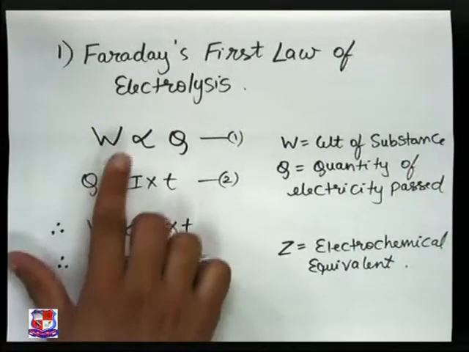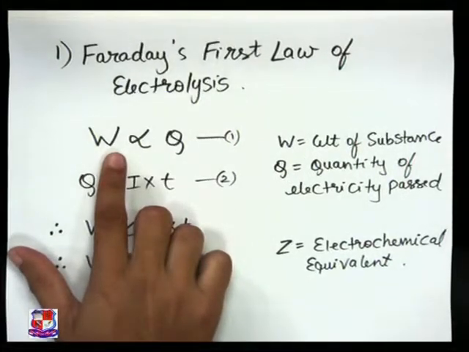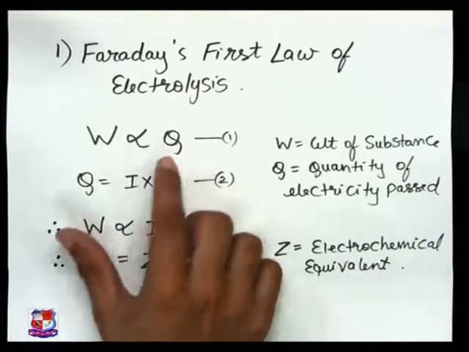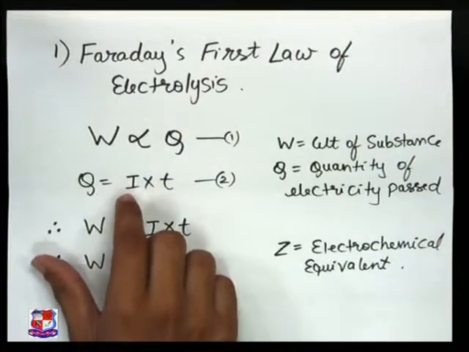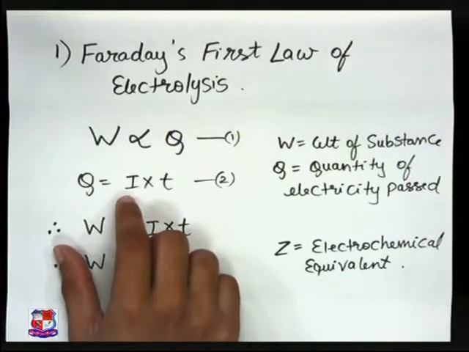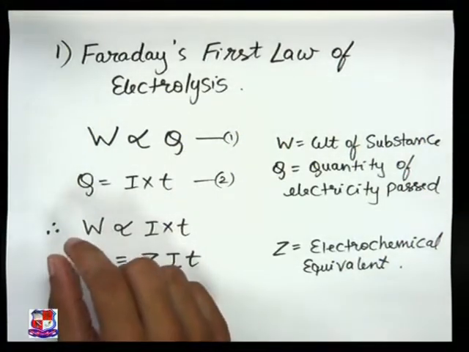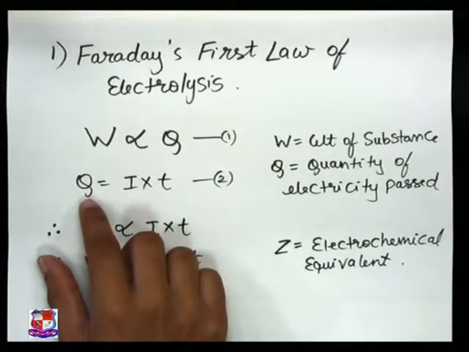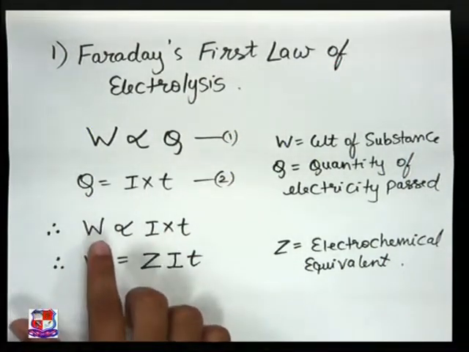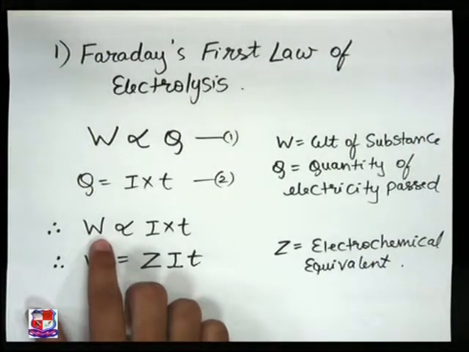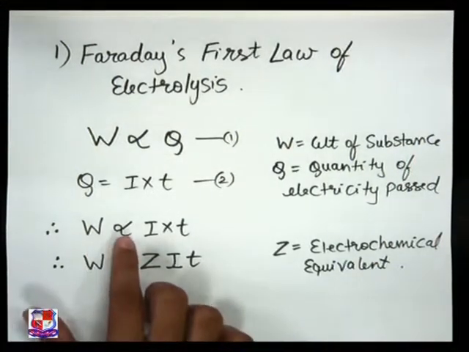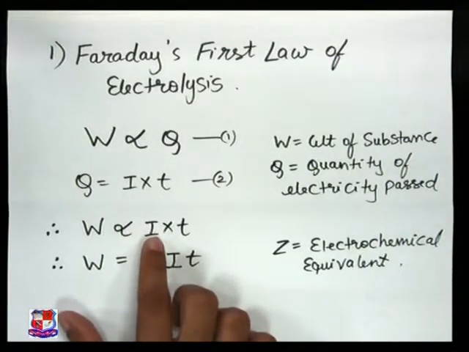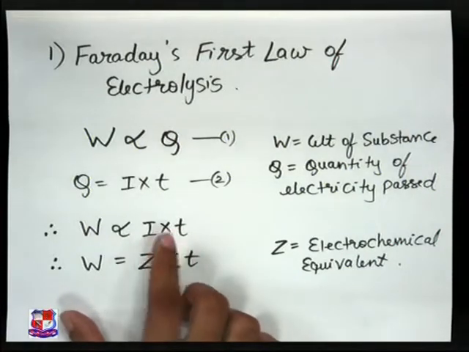You can see here W is the weight of the substance, Q is the quantity of electricity passed, that is equal to I into T. What is I? I is current, T is time. The current passed in that particular time, that product gives the quantity of electricity passed. Now the weight of the substance liberated at the electrode is directly proportional to Q. Now the Q value is I into T, so we can write I into T. I is the current, T is the time.